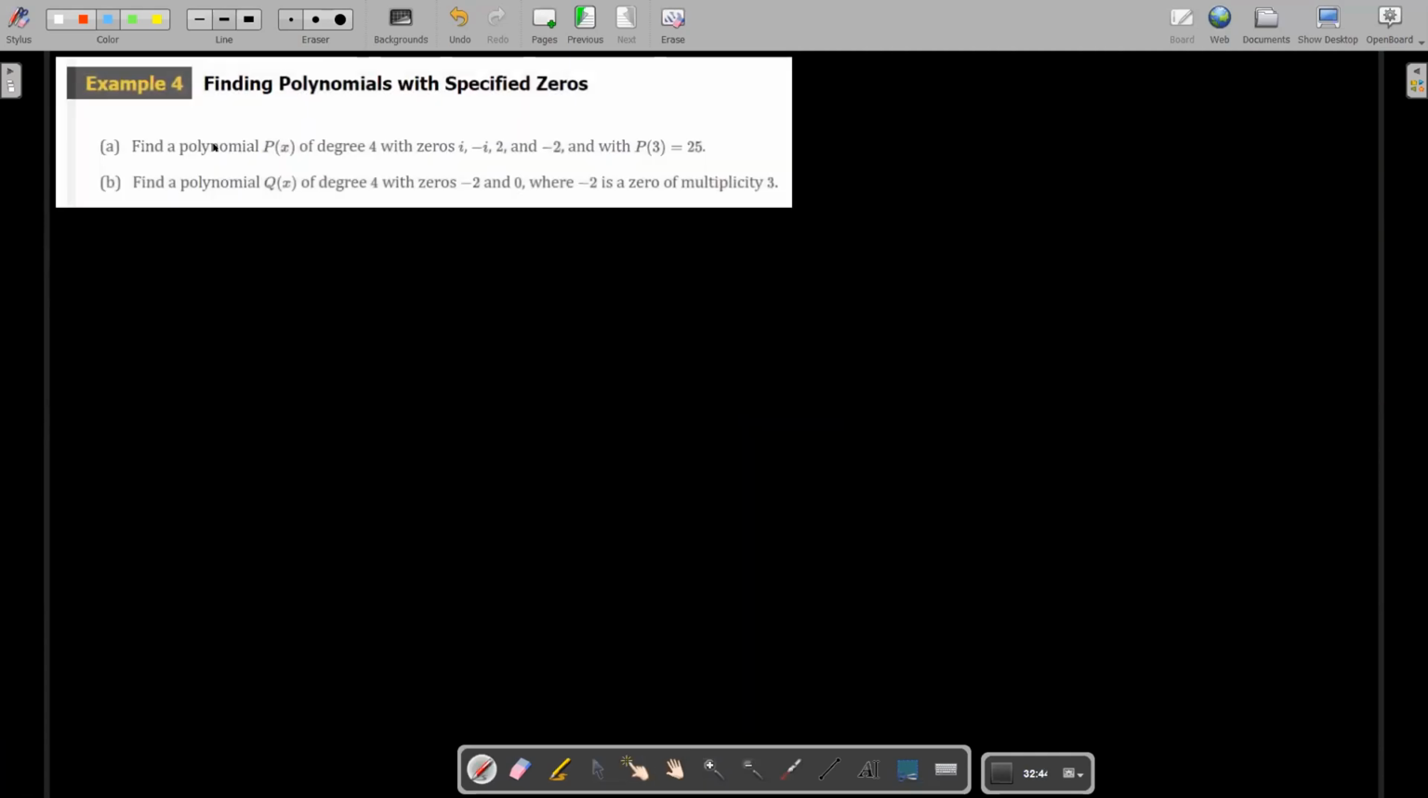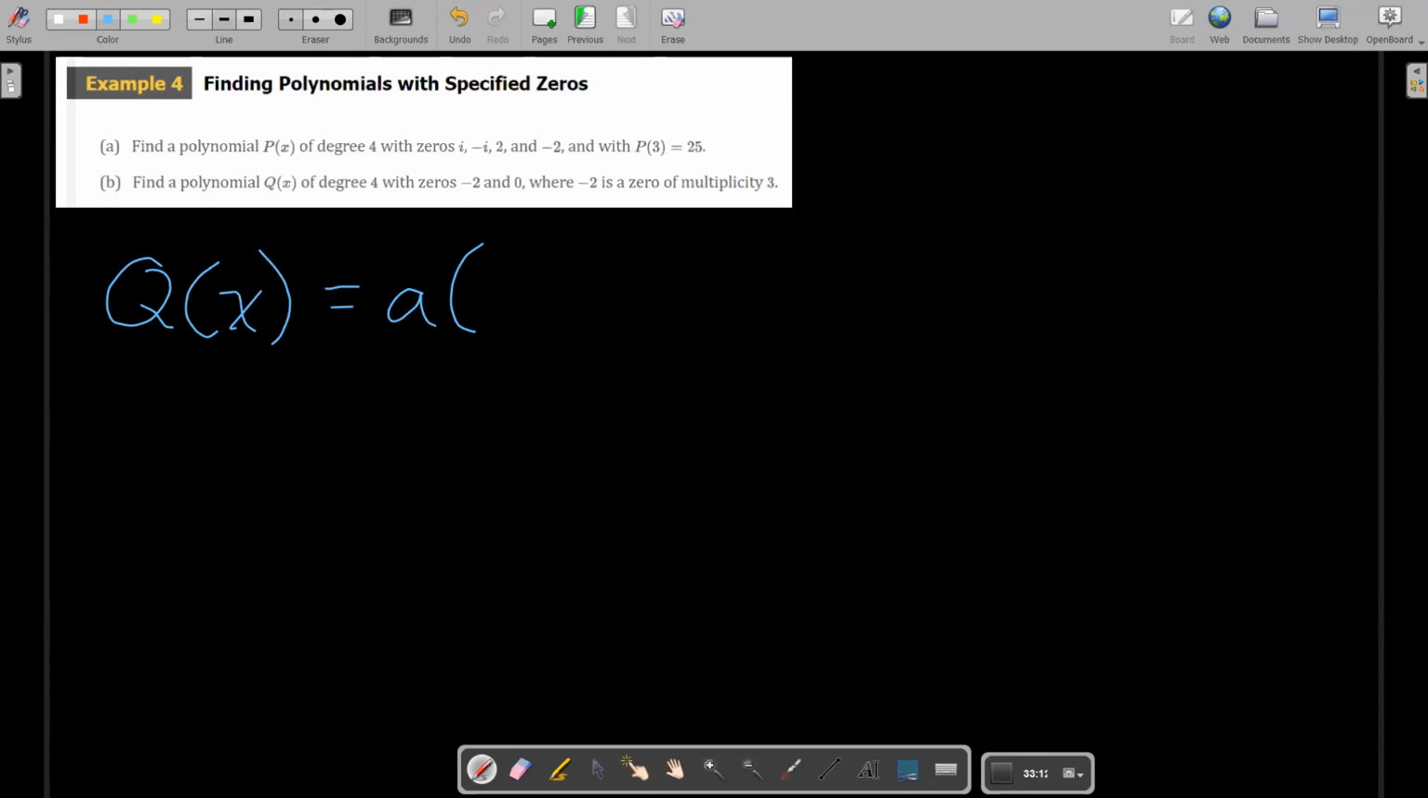Okay, so find a polynomial Q of x of degree 4 with zeros -2 and 0. So we're going to again put that A in here, because I told you before we need to have that constant coefficient, and we have a zero at x, or I'm sorry, -2 and at 0.